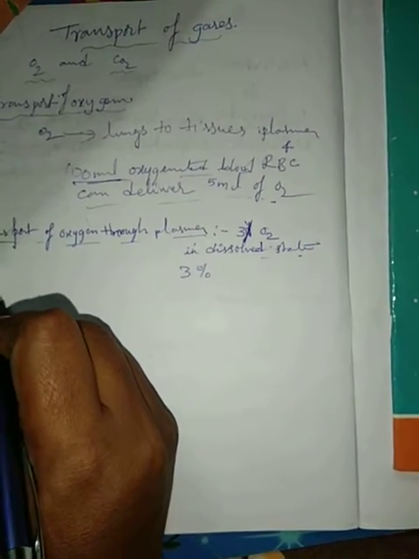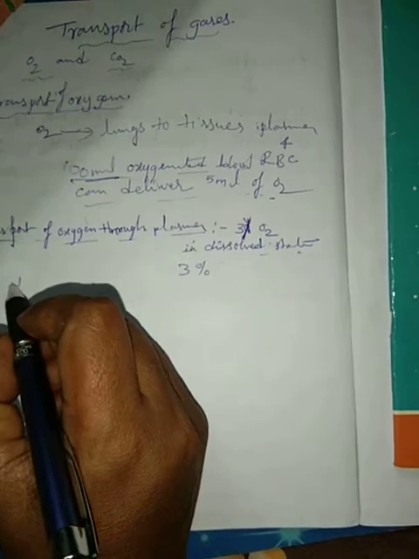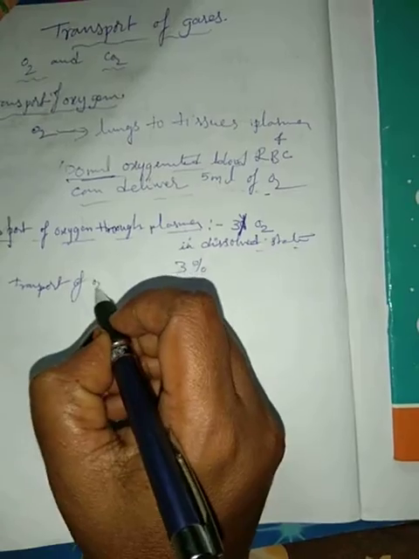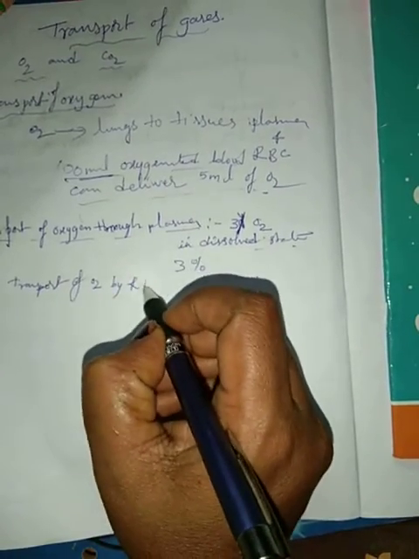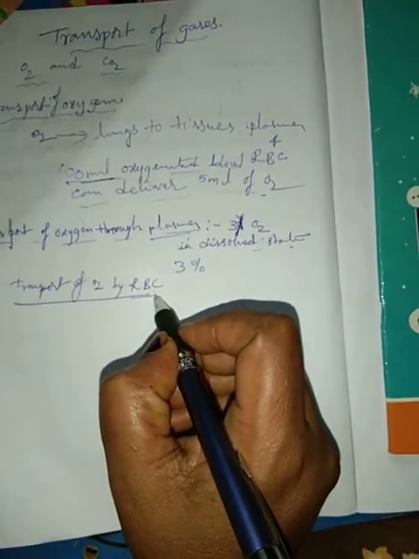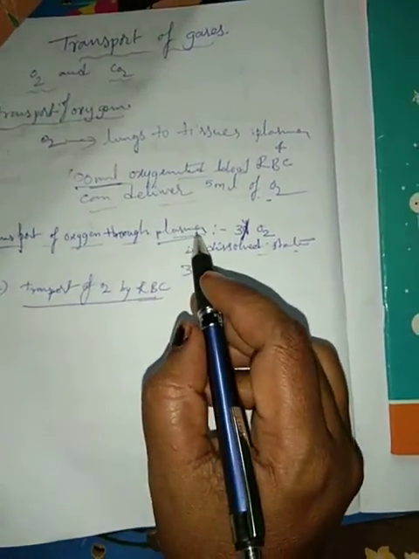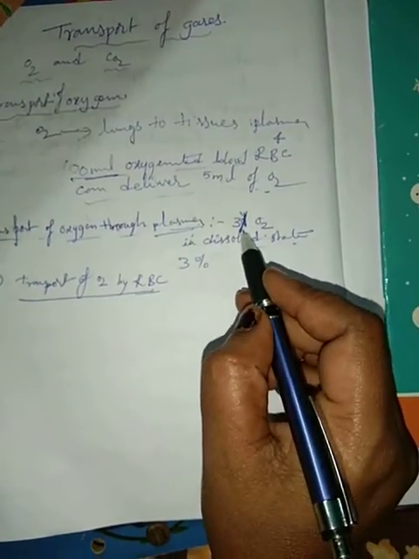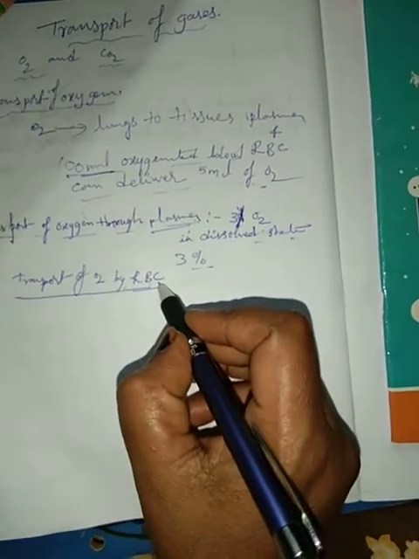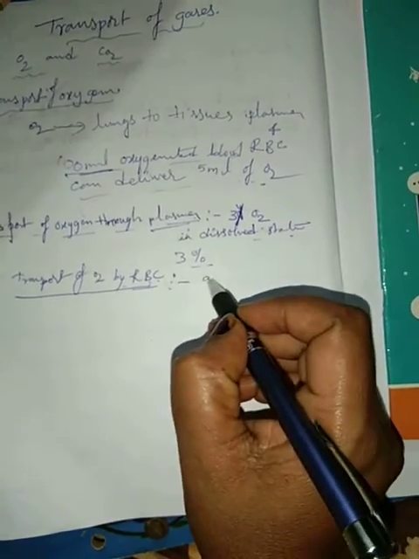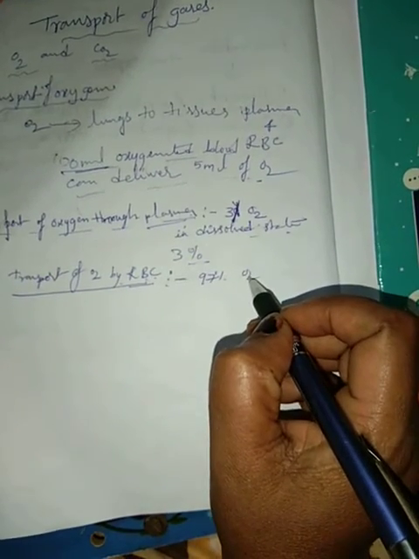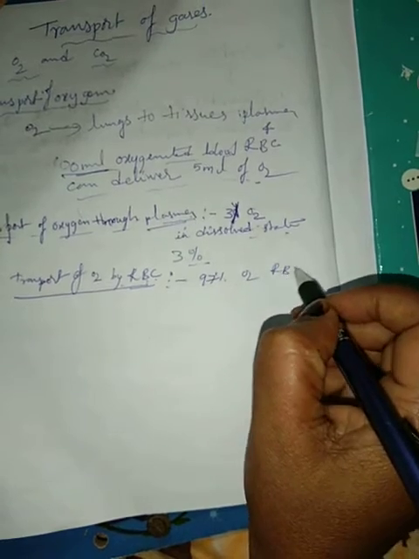And second stage, transport of oxygen by RBC. So this is plasma and this is RBC. Transport of oxygen through the plasma, how much? 3%. But transport of oxygen by the RBC is 97%. 97% of O2 is transported by the RBC.